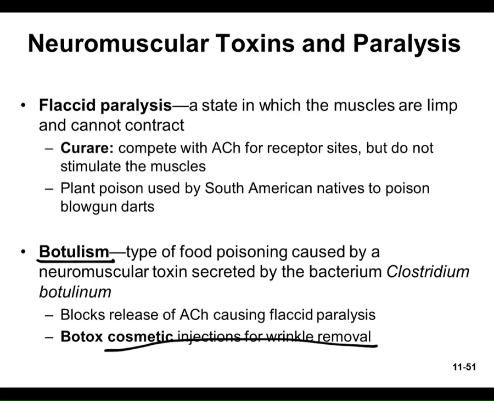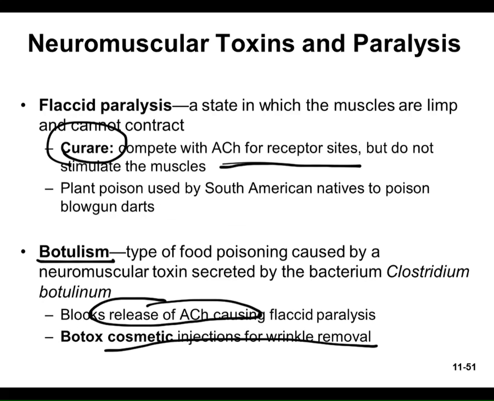It blocks the release of acetylcholine, right? So if you don't have any neurotransmitter being released, then you cannot contract the muscle. And then I also mentioned this plant derivative curare, which was used by different groups in the past, and it competes for acetylcholine receptors. So again, the muscles cannot contract, and the animal or the person would drop, unable to contract their muscles.